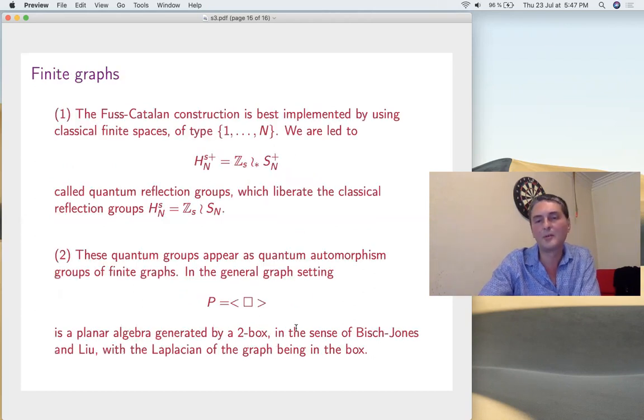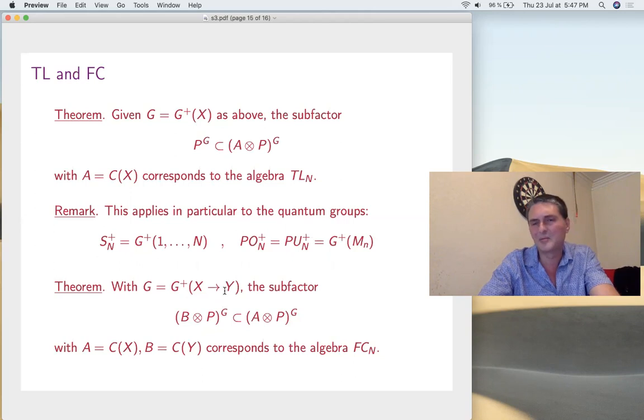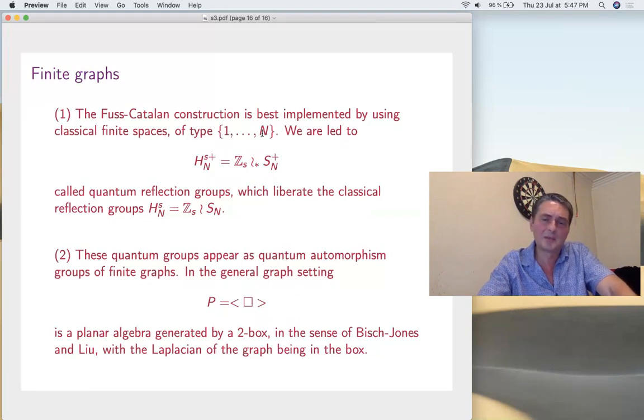So what can we do? The interesting remark is about the Fuss-Catalan construction, let's go back. With fibrations of finite spaces, it's a bit annoying. It's best to do it with spaces of type 1 to n if you want to understand. And here you're led to these complex reflection groups, classical and free, which are some generalization of the hyperoctahedral group, which are quantum symmetry groups of the cube. So you're finally led to finite graphs. That's the next level after Fuss-Catalan.